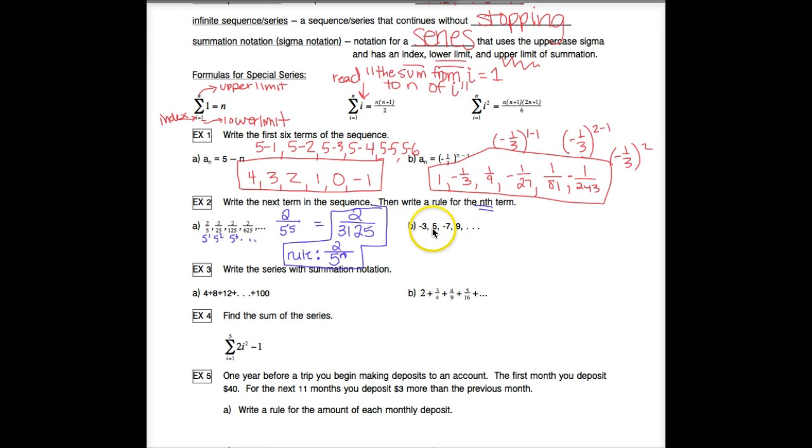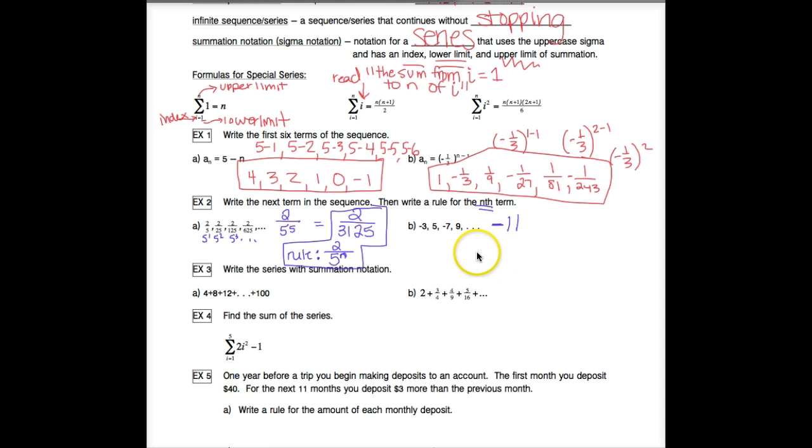Now, the next term in this sequence should always be the same no matter what rule you're using. So I notice I went 3, 5, 7, 9. If I wasn't looking at the negatives, I would say that the next term in the sequence is 11. But because I know I'm alternating signs here, my first one was negative, then positive, then negative, then positive, so this should be negative again. So the next term in the sequence should be -11.